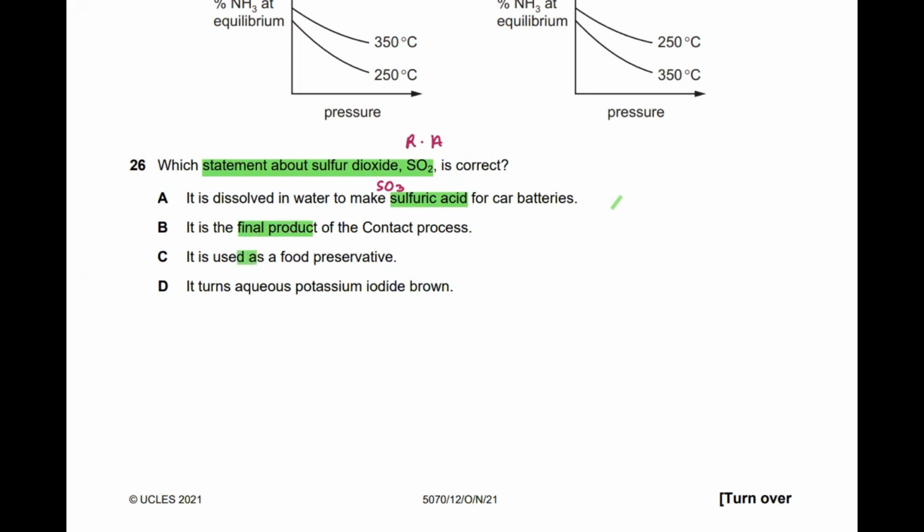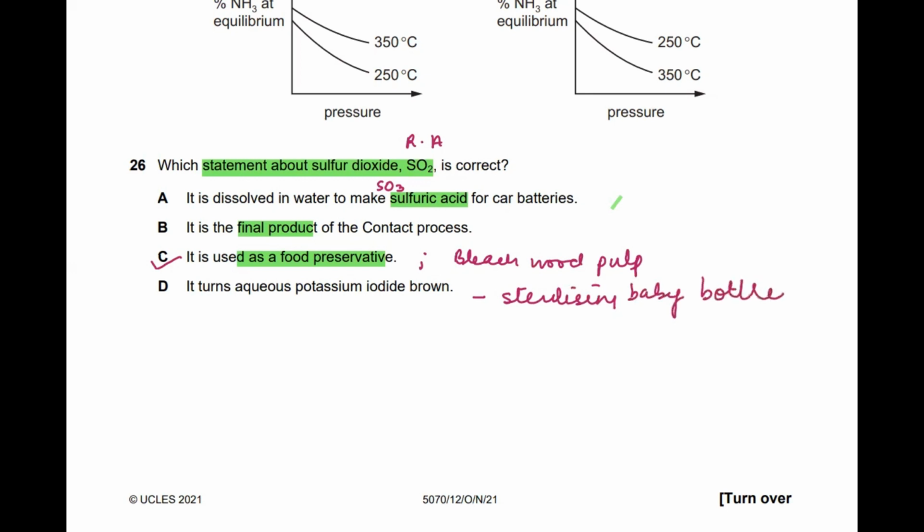It is used as a food preservative. Yes, that's the correct answer. So one of the uses of sulfur dioxide is that it's used as a food preservative. It's used to bleach the wood pulp. Okay, it's used to bleach the wood pulp. Plus, it is used as a disinfectant. It is also used for sterilizing babies' bottles. So these are some of the uses of sulfur dioxide.